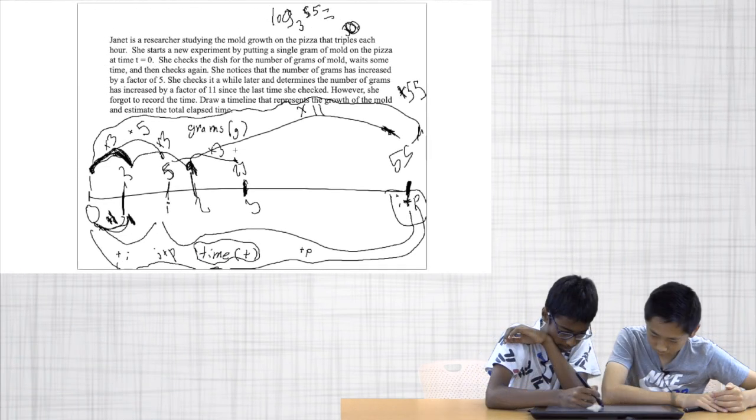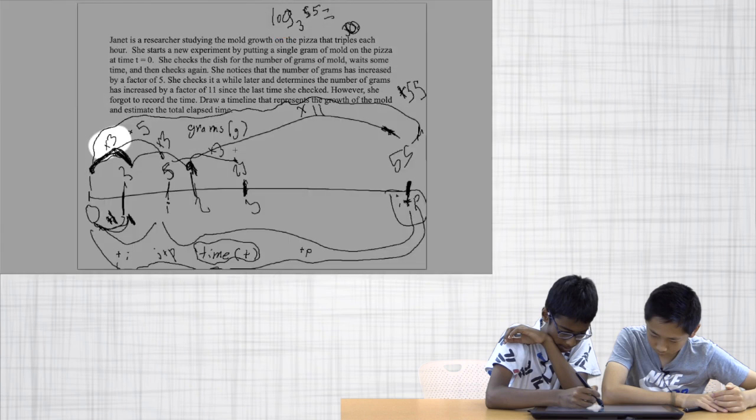In this episode, Arobindo and Josh were tasked with creating a timeline that represented the growth of their mold, as well as estimating the total time that had elapsed. After creating the timeline and determining that the factor by which the mold increased over the total elapsed time was 55, Arobindo suggested that the time it took for the mold to increase by a factor of 55 was log base 3 of 55. He explained that 3 is the factor by which the mold increased each hour, and 55 was the total factor by which the mold increased.